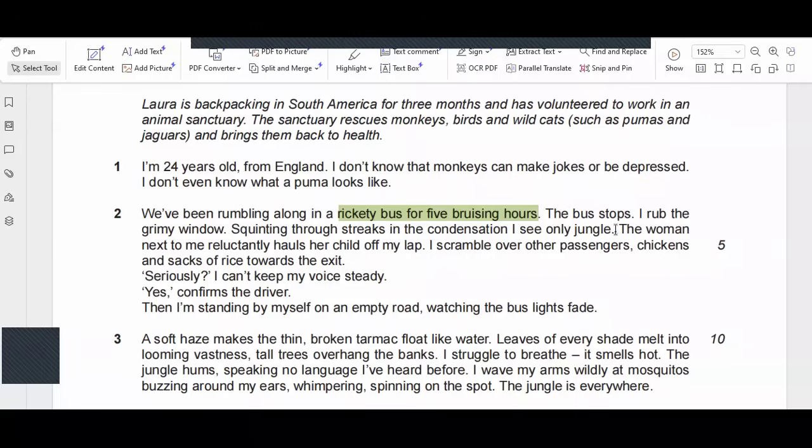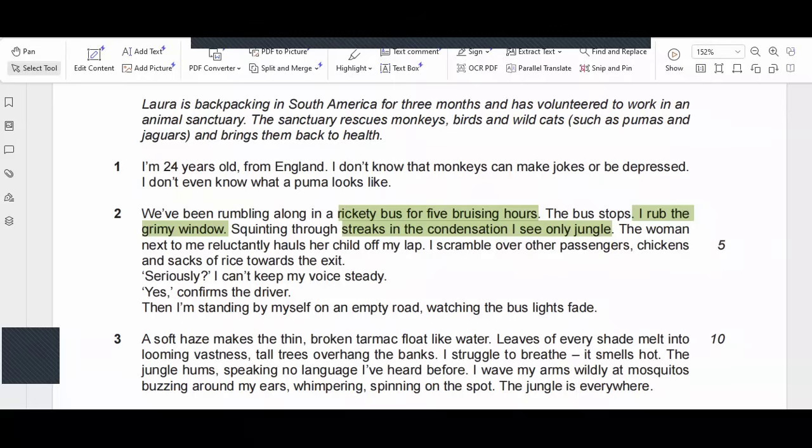Okay, so the first clue, the bus stop, is not giving any particular understanding about the question. So the next line, "I rub the grimy window." This is a clue. "Squinting through the streaks of the condensation, I only see jungle." This is another clue. As soon as she tried to look out of the window, she was unable to because it was covered with fog, and the only thing she was able to see was a deep forest.